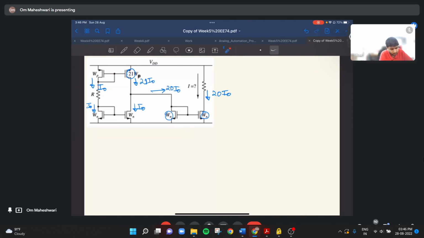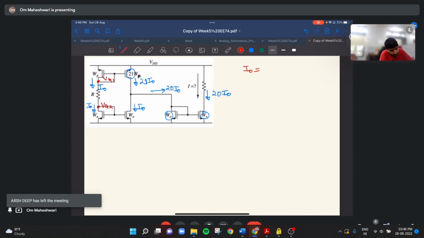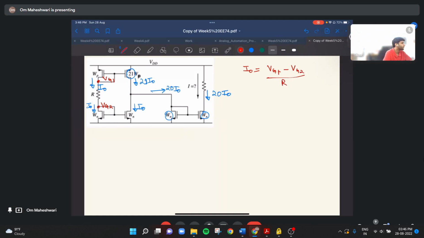So essentially we have to find the current through this resistor. For that we need these two terminal voltages. So let's say I naught will be equal to, let me call it, what should I call it? VG1 and VG2. So I naught equals VG1 minus VG2 by R, right? So first we have to find VG1.